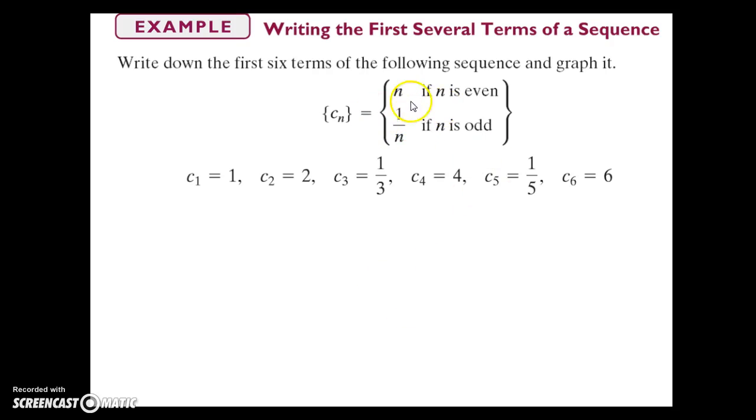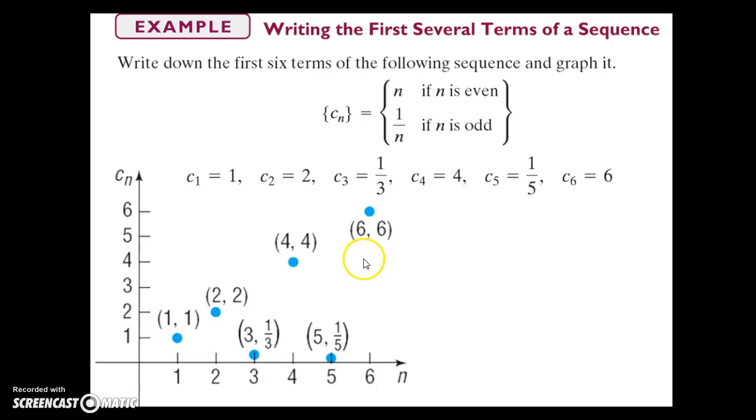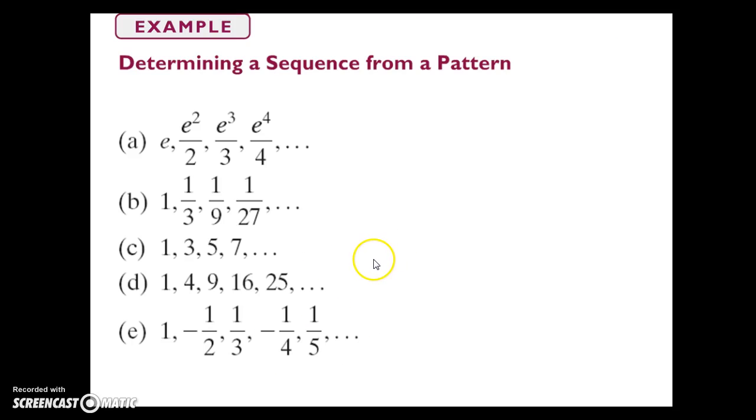This is kind of like a piecewise function. We have different rules if it's odd or even. And we graph it as so. Here are my subscripts 1, 2, 3, 4, 5, 6, and here are the actual terms 1, 2, 1/3, 4, 1/5, 6, and so on. Here we can determine sequences from a pattern.